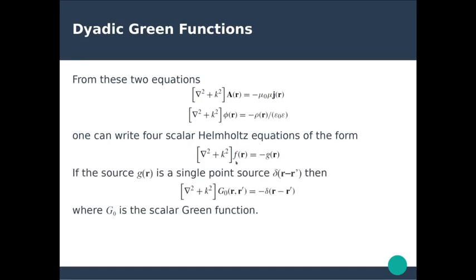So if you consider that this source is a single point source that can be represented by the Dirac function, then the particular solution that you're looking for, this function f, is called the Scalar Green function. This is a particular solution of these Helmholtz equations when the source is a point source that can be represented by a Dirac function. So let's expand on that a little bit. Let's look at this Scalar Green function, what it looks like.